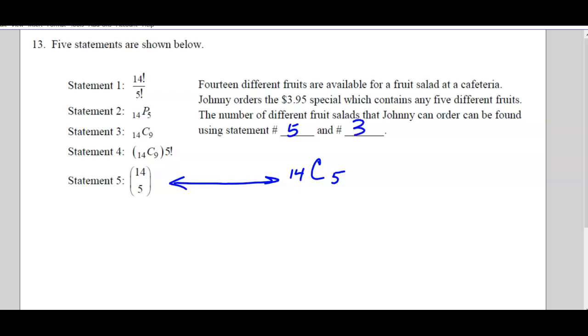14P5 is never going to be the same as 14C5, right? Order matters. There'll be more. This is not going to be from a combinatorics. It always has 2 factors in the denominator. This one would be, again, you would be dividing out a 5 factorial, so then it would be like a permutation. So there's just those 2.